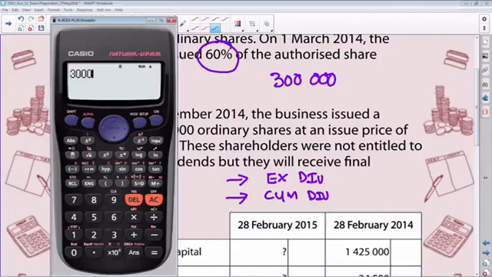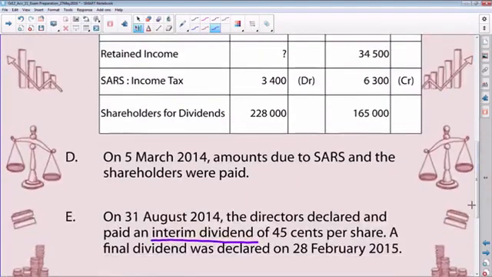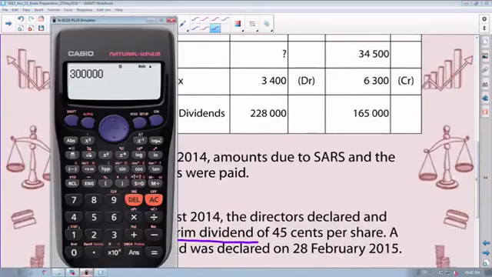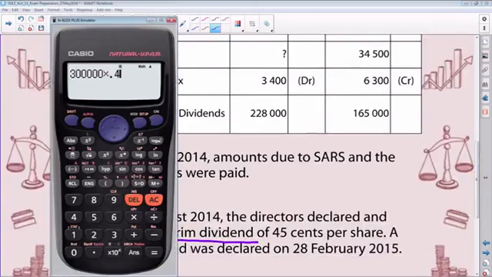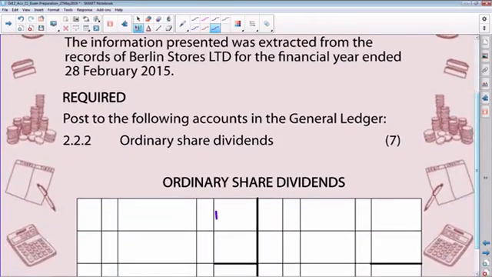So you take your 300,000 shares, and the dividend that was given on those shares was 45 cents per share, to give you a value of 135,000 Rand. So immediately you tell yourself, fine, there's the 135,000 Rand. It's my interim dividend. It was declared and paid. The operative word is paid. Therefore, you've got your 135,000 Rand as your interim dividend.